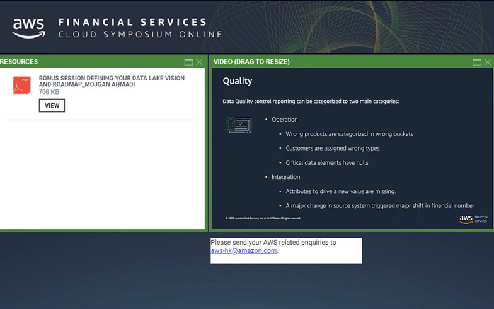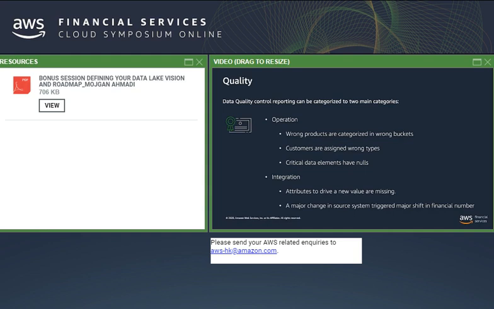Let's look at quality. Data quality reporting can be categorized to two main categories. They can be operational. Examples are wrong products are categorized in wrong buckets within the source systems, or customers are assigned a wrong type within a source system, or critical data elements are gaps within the source system, so they have null values because the source system just doesn't have those.